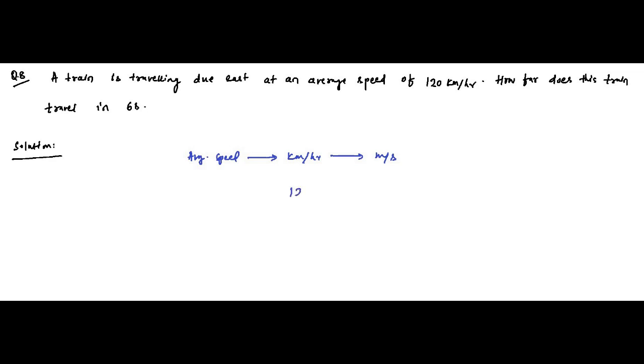So here 120 kilometers per hour is equal to 120 times 1000 meters, and 1 hour is equal to 3600 seconds. All we have to do is that. If we calculate, it is coming around 33.3 meters per second. This is the average speed.